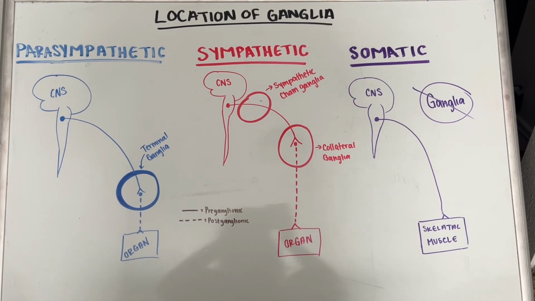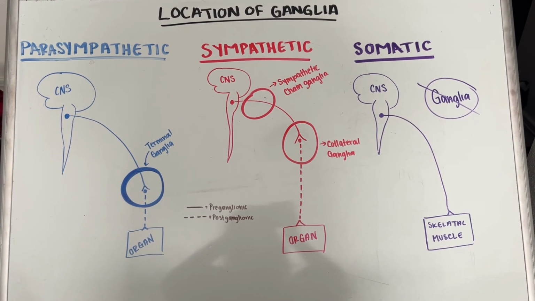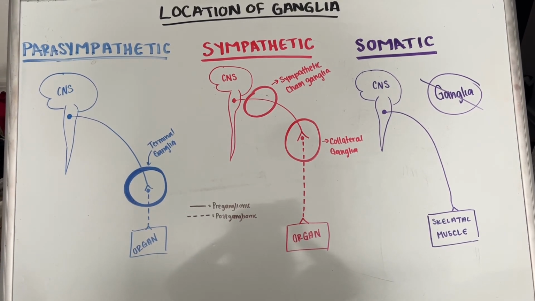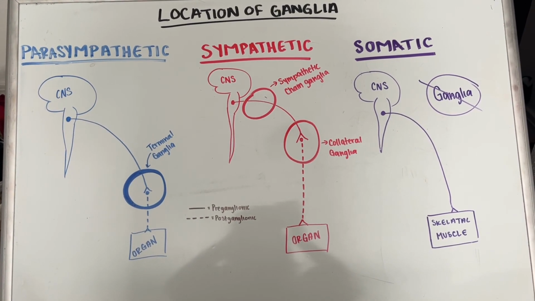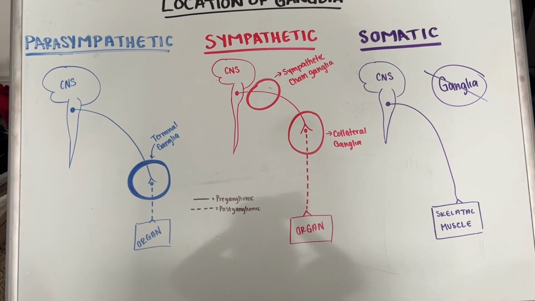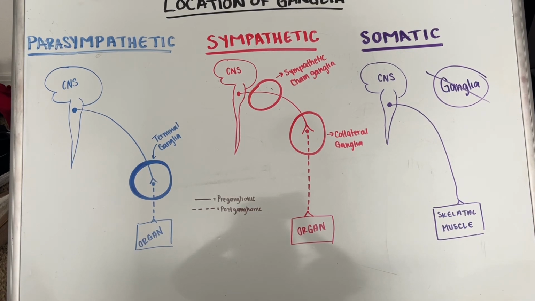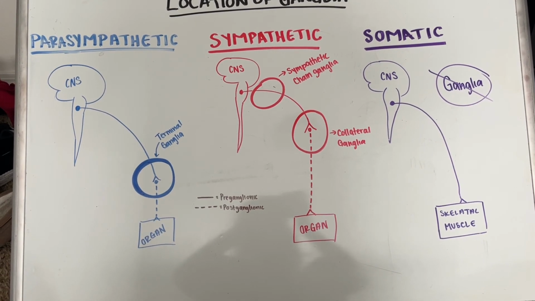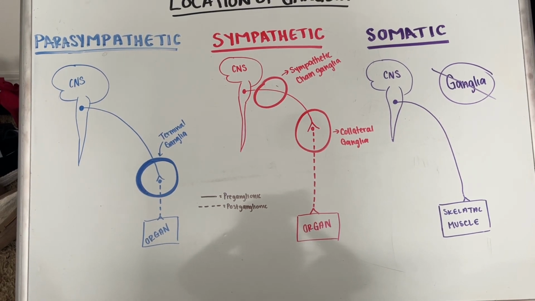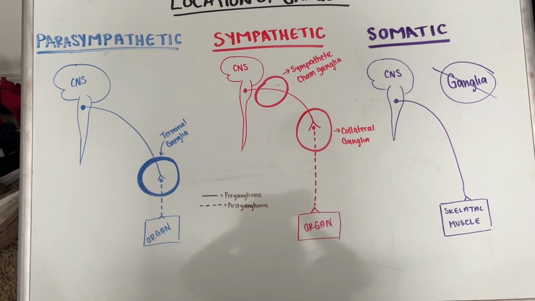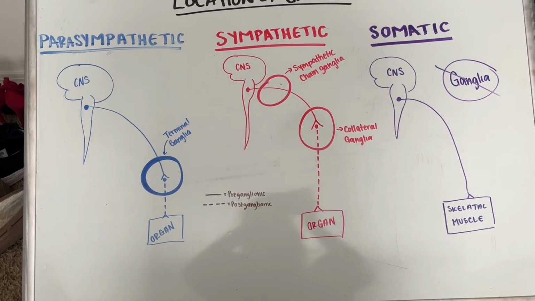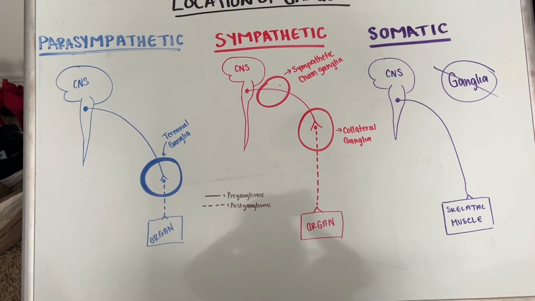In our parasympathetic division, our autonomic ganglia are called terminal ganglia, and they are located very near or even within the walls of the effector organs. In our sympathetic division, our autonomic ganglia include our sympathetic chain ganglia, which are located near the spinal column, and our collateral ganglia located further away from the spinal column. In our somatic nervous system, there is no ganglia in this pathway at all. The synapse occurs directly at the neuromuscular junction on the skeletal muscle fiber.